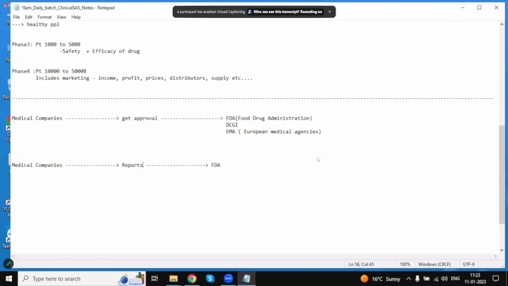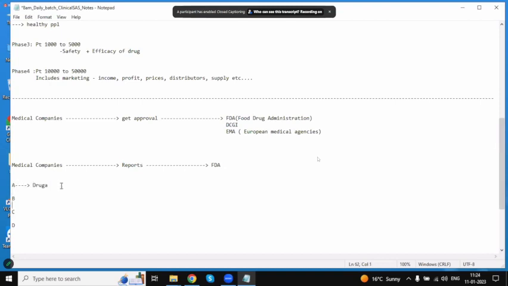Okay, so this is the process. Now go back some 20 or 22 years, how the process would be. Let us assume there are 4 medical companies: Company A, Company B, Company C, Company D. Now Company A develops their own drug, Drug A.